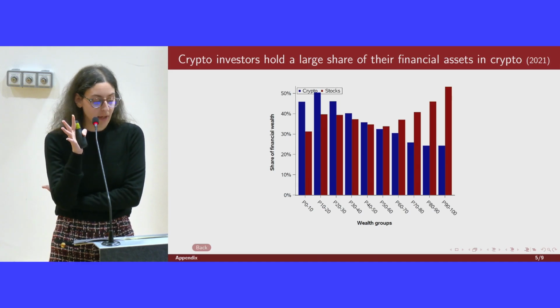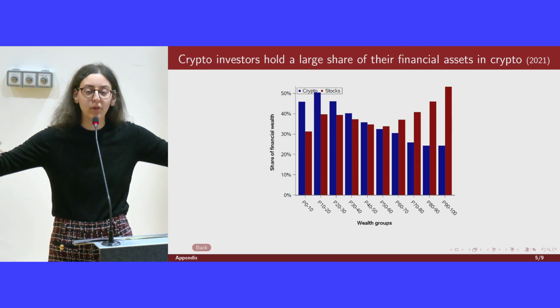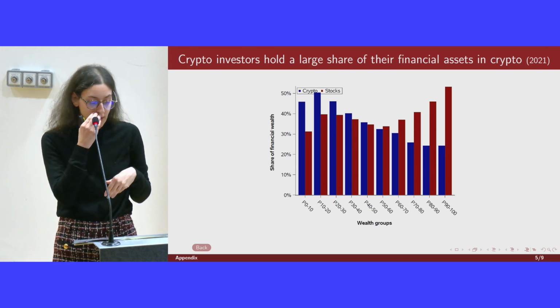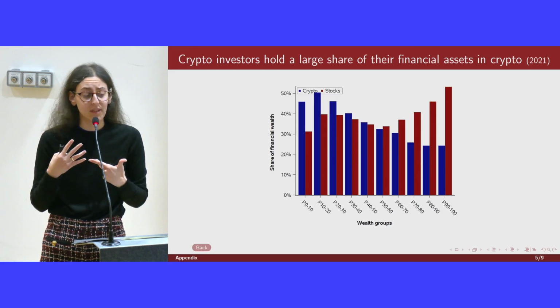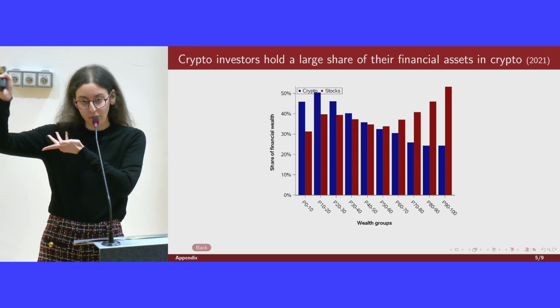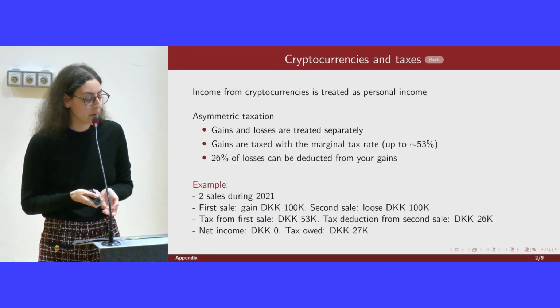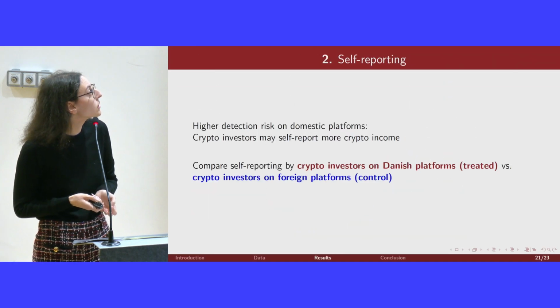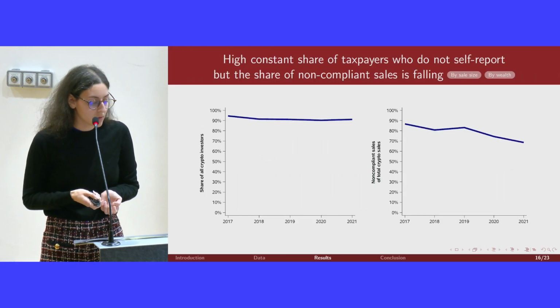And this is a similar message. Here we are looking at the portfolio of people along the wealth distribution. You can see that in the bottom of the distribution, around 50% of the portfolio is crypto, but at the top of the distribution, it's mostly stocks. Now I'm going to go back to the presentation.